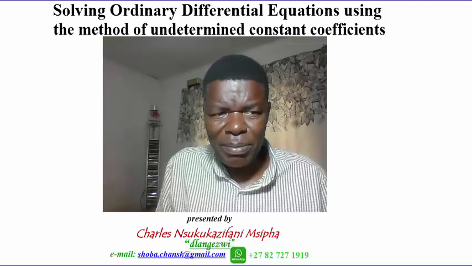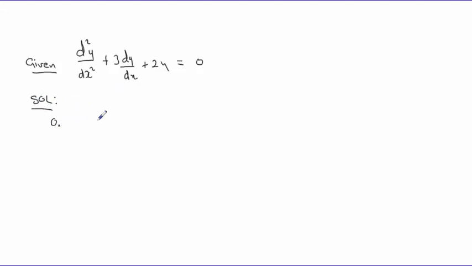So in the previous presentation, we ended up looking at the example d2y/dx squared plus 3 dy/dx plus 2y equals 0, this homogeneous equation. So this is simply what is given. And now you notice that the process of solving this equation starts, first of all, by extracting the characteristic equation, which we're going to do this way.